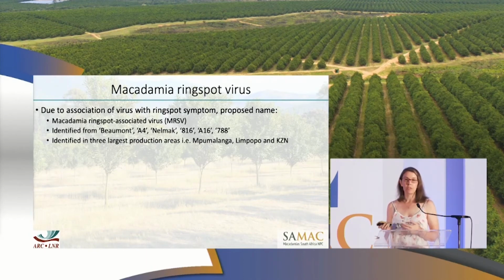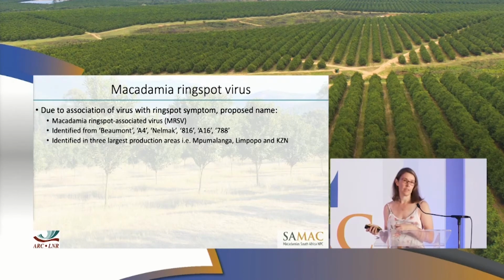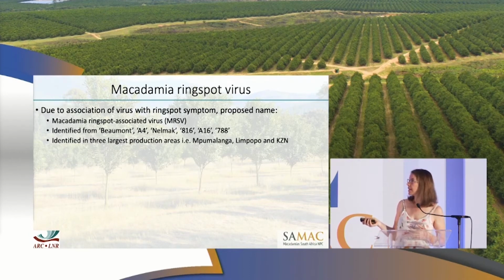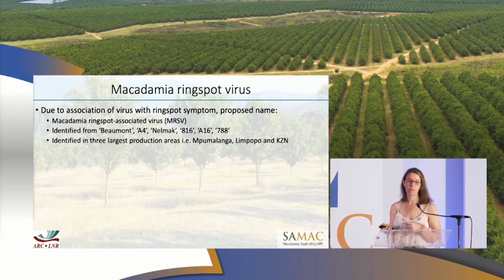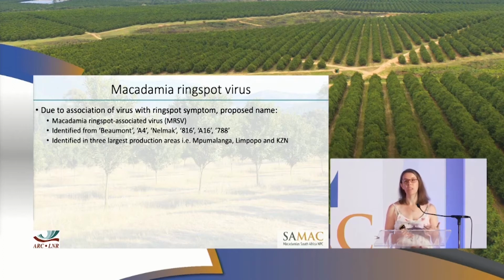We identified it also, which is a bit of a concern, from all of the major cultivars which are being planted. And once again, this is limited to the samples which we actually received. We do not know yet, maybe all of the cultivars are susceptible, but we do know that these cultivars are susceptible to the virus. We also identified it from the 3 largest production areas, so Mpumalanga, Limpopo, and KwaZulu-Natal. And once again, this is only due to the lack that we didn't actually get samples from the other production areas.